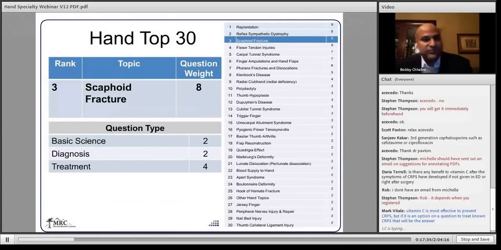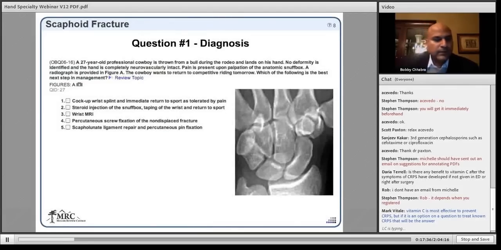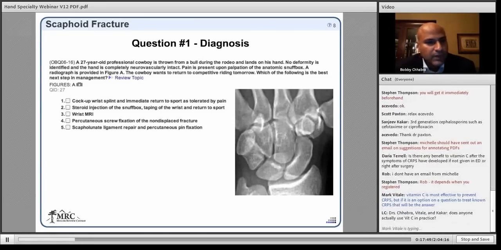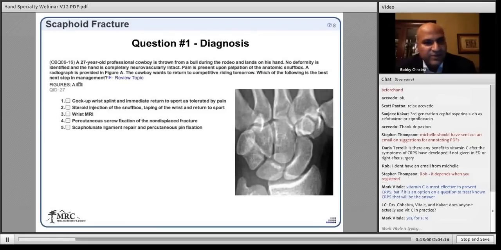is on scaphoid fractures. This topic was questioned 8 times in the last 8 years, so it's a very common topic. A 27-year-old professional cowboy is thrown from a bull during the rodeo and lands on his hand. No deformity is identified, and the hand is completely neurovascularly intact. Pain is present upon palpation of the anatomic snuffbox. A radiograph is provided. The cowboy wants to return to competitive riding tomorrow. Which of the following is the best next step in management?